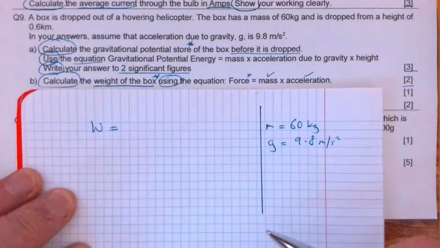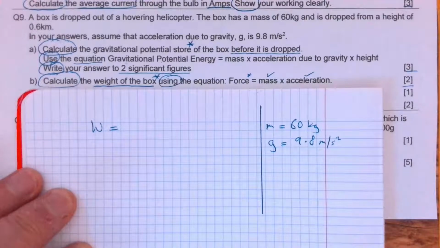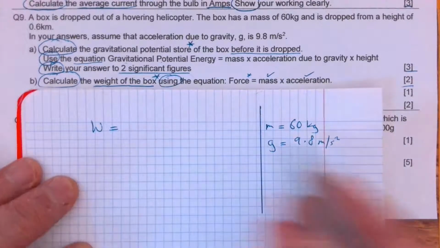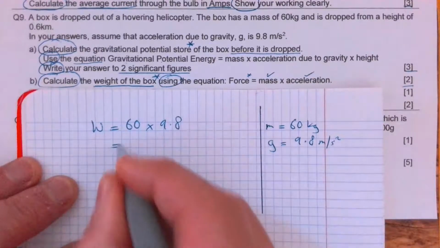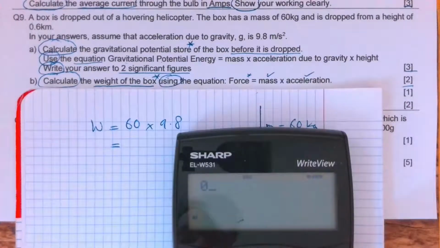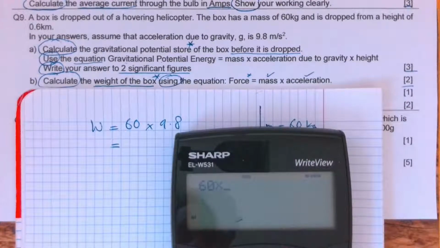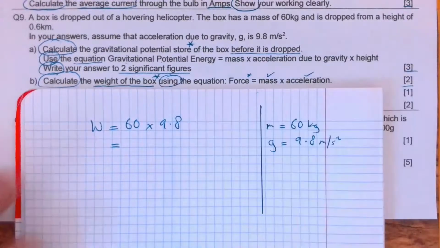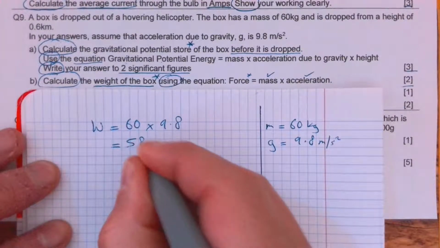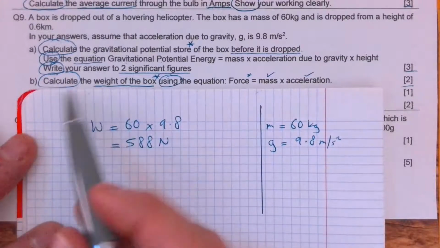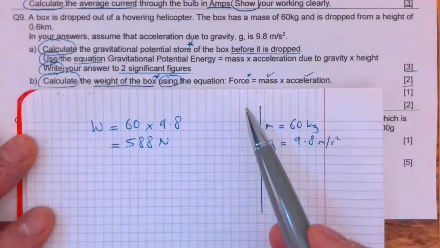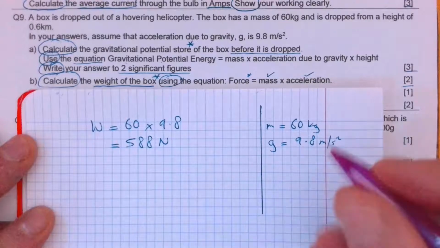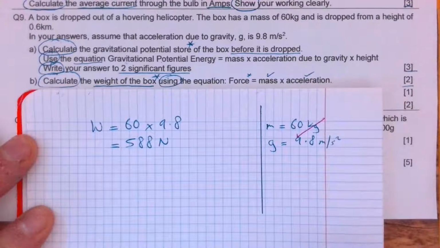Weight is a force due to gravity. So weight is mass times acceleration, so it's 60 times 9.8 equals 588 newtons. I'm just going to quickly check that it doesn't say to two significant figures or anything funny like that. No. So it's only a 2-mark question. The 2 marks here: one is for identifying correctly the values I'm going to use, and the other one is for the answer. That's it.